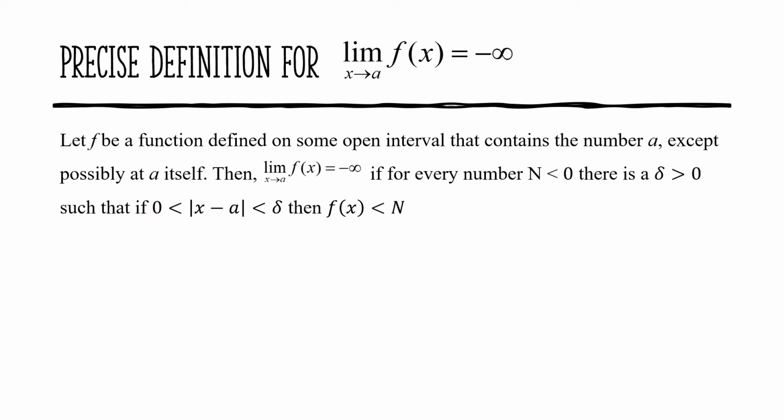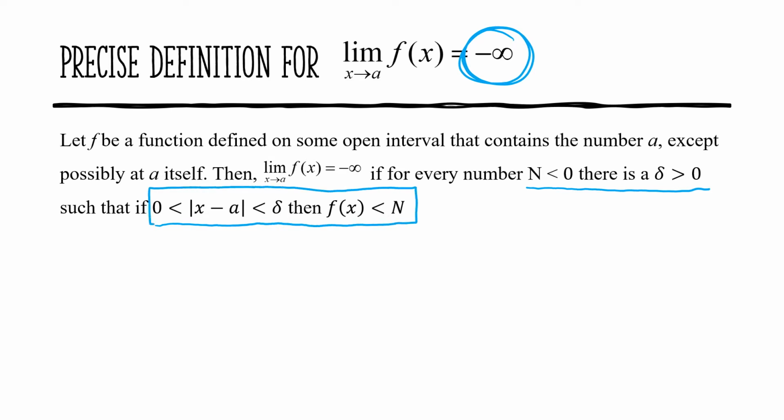Now we have the precise definition for the limit as x approaches a of f of x is equal to negative infinity. This is very similar to the previous definition, but now we're looking for every number n less than 0, there's a delta greater than 0, such that if 0 is less than the absolute value of x minus a is less than delta, then f of x is less than n.